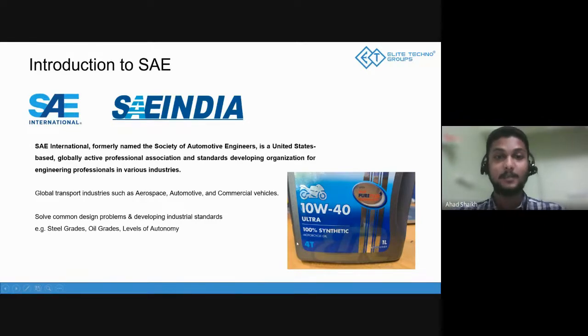So they basically make standards for things. They have defined steel grades, then oil grades, as I mentioned here. Then there is one more thing they did, which is a great thing: they have defined the levels of autonomy, meaning what different levels of autonomous vehicles there could be. They have defined that, and we will be looking at that in detail here.